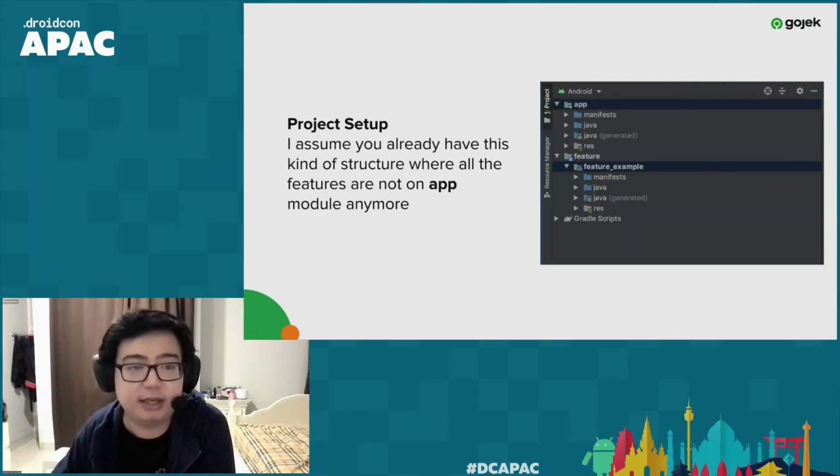So let's say we already have this kind of structure here. We have a feature module, and then we have a feature example on our feature module, and then we have our app module here, and all our features are not inside the app module anymore. It's spread into smaller modules outside it.